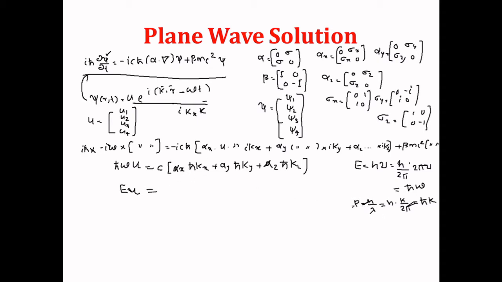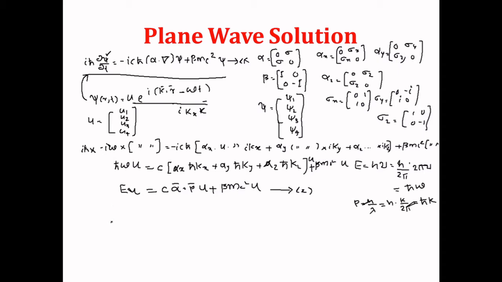So h cross omega into u becomes E into u equal to, here h cross kx becomes px, here it is py, pz, so it is alpha x px plus alpha y py plus alpha z pz, it is alpha dot p, so we can write it as c into alpha dot p into u, and here the last term is beta mc square into u, so you will get beta mc square into u. So let it be equation number 1, and let it be equation number 2.